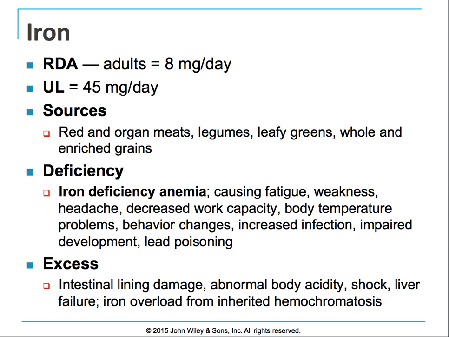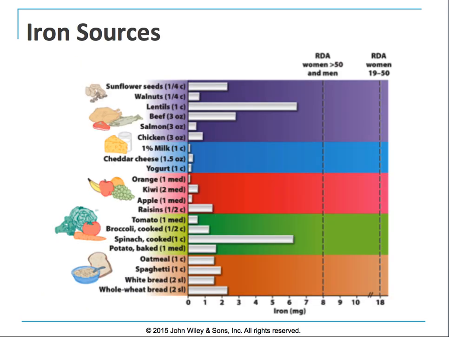Excess iron can lead to intestinal damage, damaging the lining of your intestines, and abnormal body acidity, so abnormal pH, which could lead to shock and liver failure. Iron overload can sometimes be found with hemochromatosis, which is an inherited condition. Iron sources in foods, we see a lot up in the protein category, lentils, beef, sunflower seeds, but also spinach and whole grain sources.